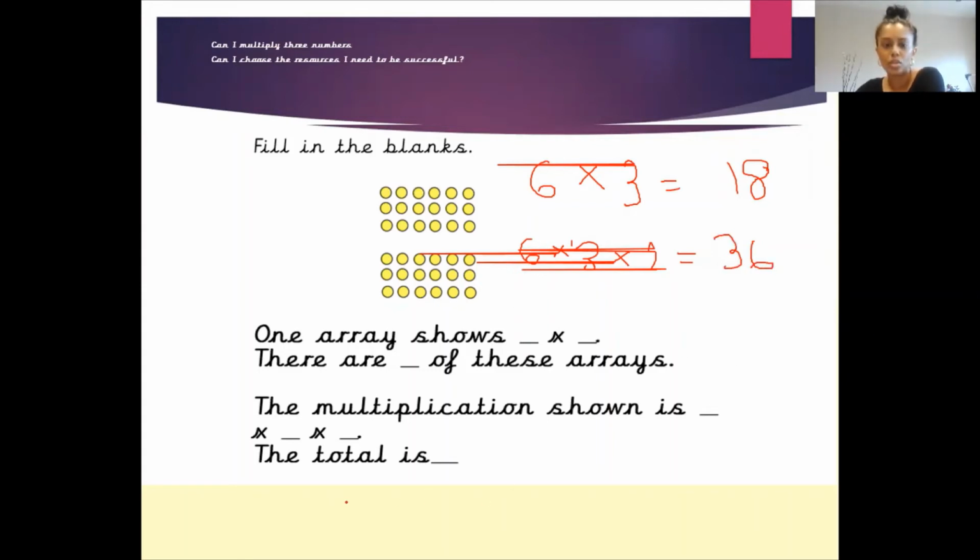I could also do, if we look down here, 3 times 2, which equals 6. And then I could do 6 times 6, which equals 36. So no matter what way round you write it, you will still come out with the same answer, given that you get the multiplication correct in the first place.